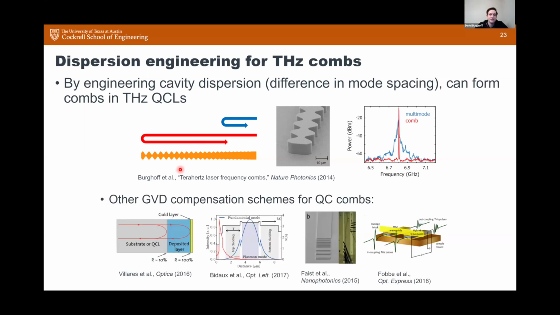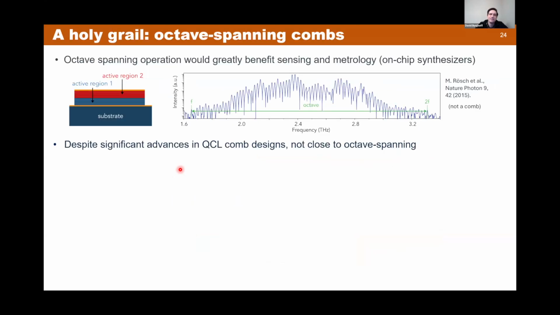And so this engineers the dispersion of the cavity. A lot of different dispersion engineering techniques have been developed over the years for quantum cascade lasers, and this is the main trick you can play to engineer these cavities. It would be really wonderful if you could make an octave spanning comb. The octave spanning point would be a very critical threshold for achieving broadband combs. They're not that close to octave spanning, to be honest, even today.